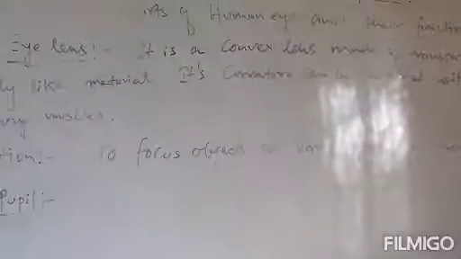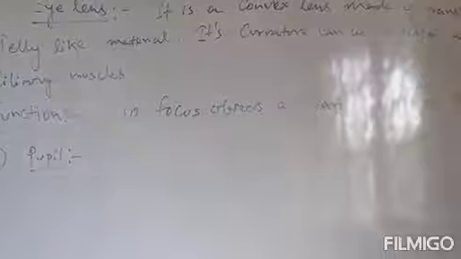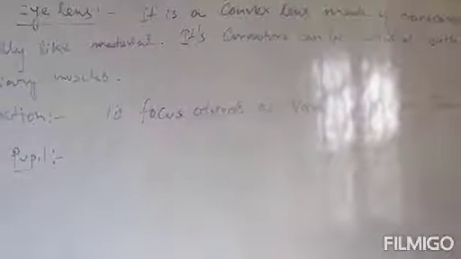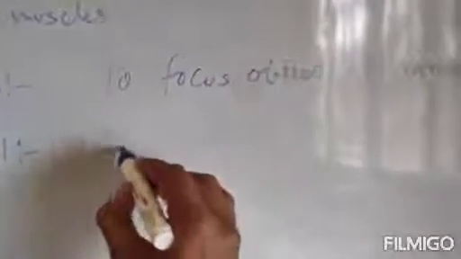Now this pupil is actually a hole in the middle of the iris, through which light enters the eye. Now what is the iris? I'll explain later. Just know it by name for now, that the pupil is a hole in the middle of the iris through which light enters our eye. Clear?